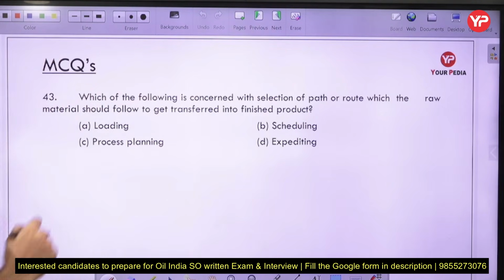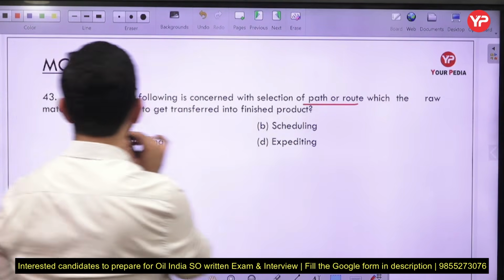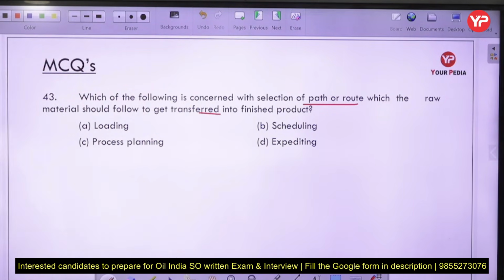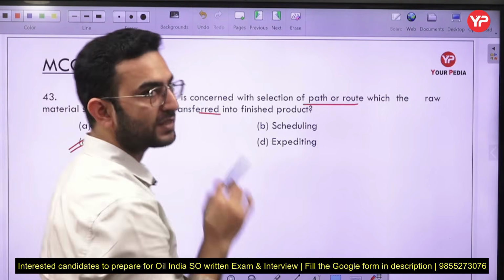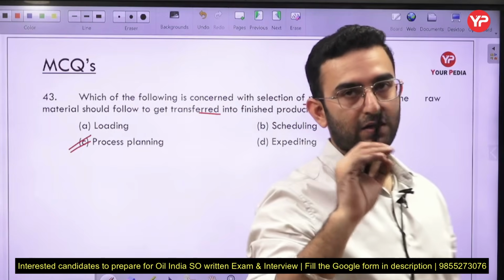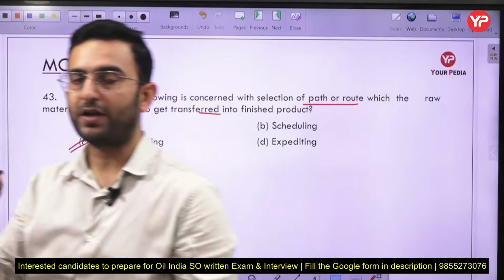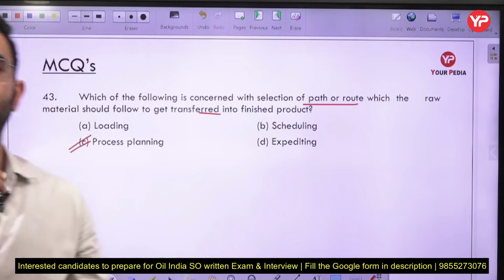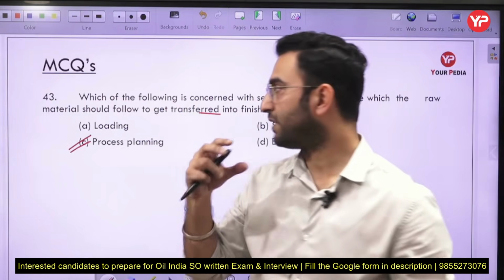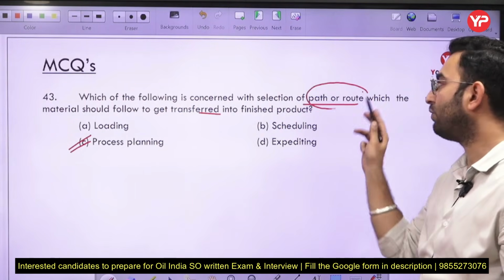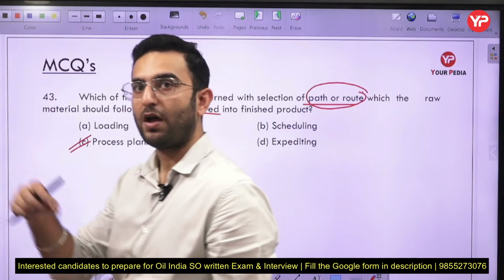Next part, which of the following is concerned with the selection of path or route which the raw material should follow to get transformed into the finished product? Now just see here, out of this, process planning is basically concerned with the selection of path. Process planning is not a single thing here, it comprises many stages. The first stage is routing, then scheduling, then dispatching, and then expediting. Routing is basically concerned with defining the path or the route which has to be followed by a material here.